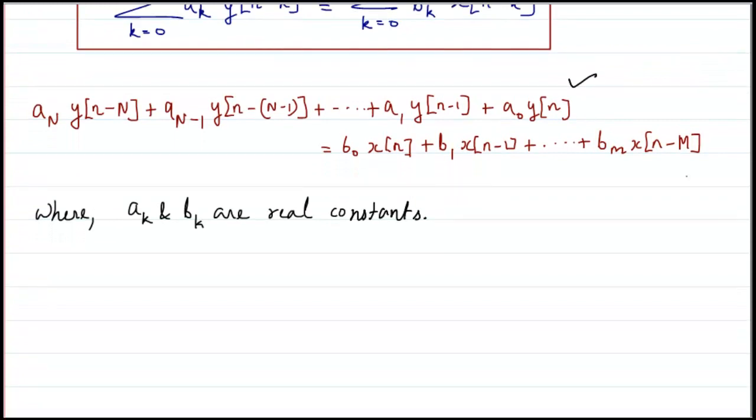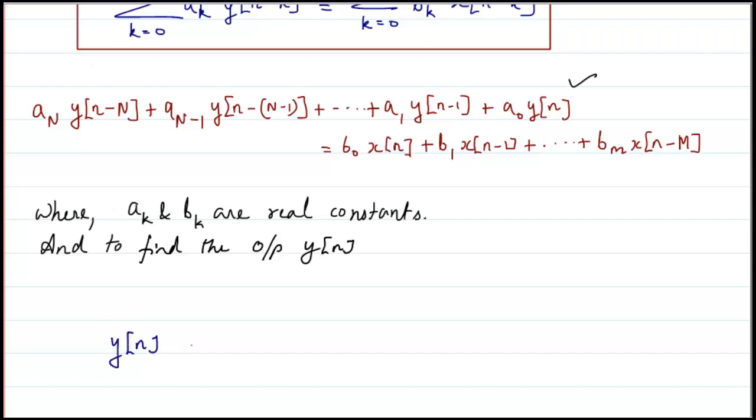So basically I can rearrange, and to find the output y of n, all one has to do is keep y of n this side, and the others I take to the other side. If I take the other side 1 by a naught, which was getting multiplied with y of n, that will come, and then this whole equation is going to be there.